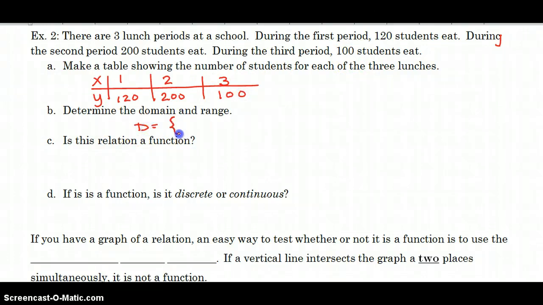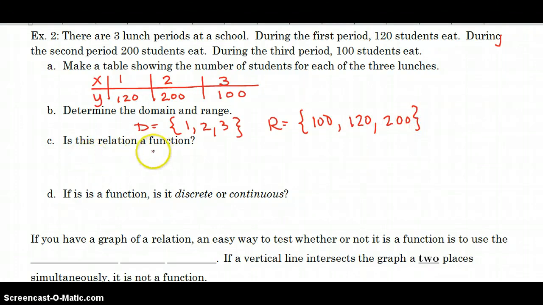Well, that's easy. The domain are your x values, 1, 2, and 3. Your range is your set of y values. We like to do the range from least to greatest, please. So that'll be 100, which was the last term. Notice how they don't necessarily go in the order that the domain was in. We're going to always go in numerical order when you're listing your domain and your range.